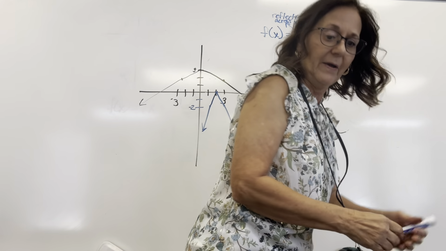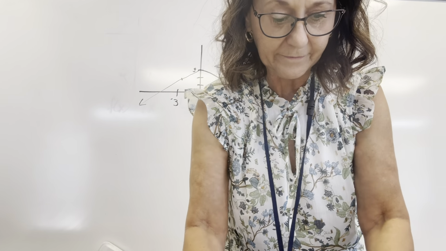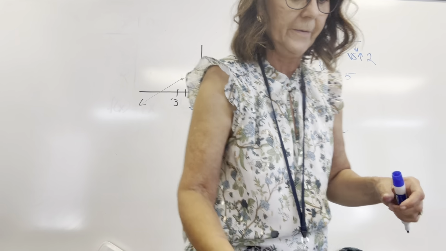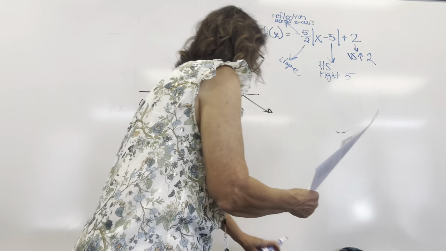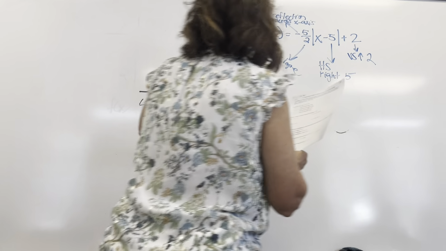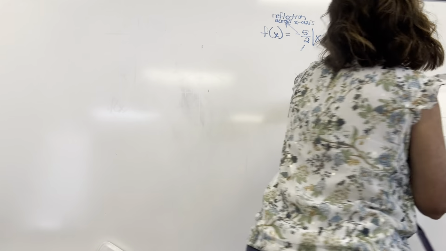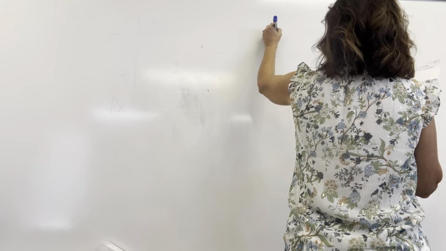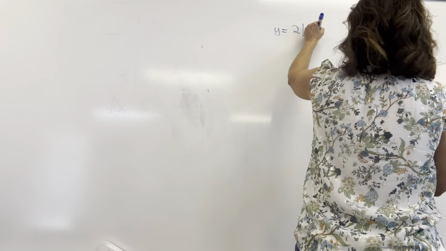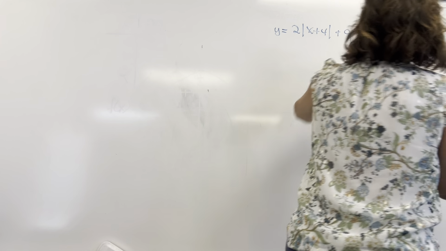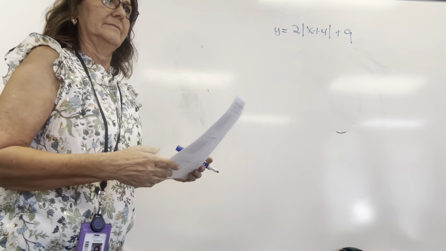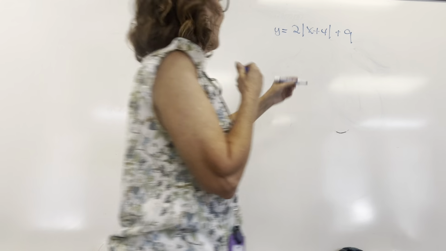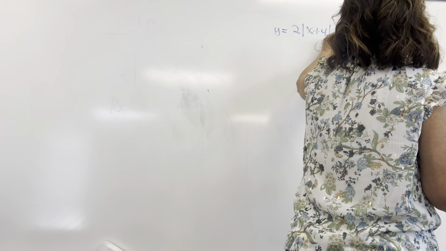And we could graph this, but let's look at the bottom of your page. This first page, number 8. Let's graph number 8. So they use y on this sheet. Where's my vertex for number 8? My vertex is at -4, 9.